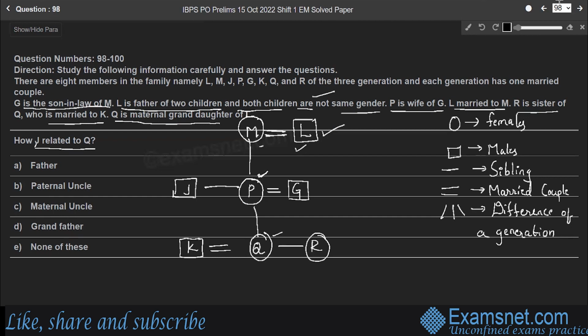So who is the remaining person? J. J is sibling of P. So how is J related to Q? For Q, J becomes mother's brother. Mother's brother means maternal uncle. J is maternal uncle to Q, hence option C is the right answer.